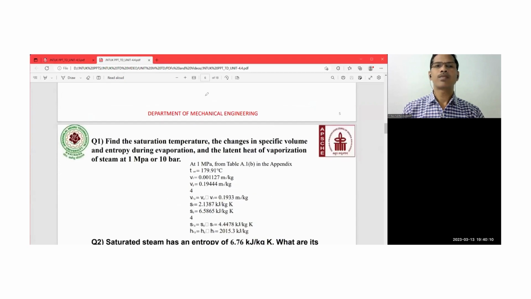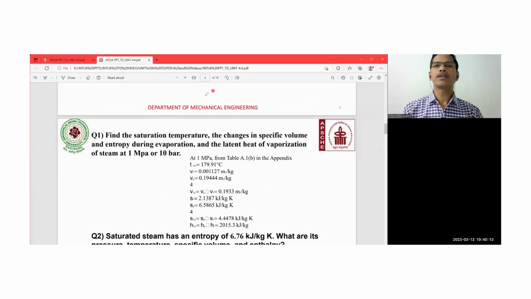So what is the first problem? Find the saturation temperature, the changes in specific volume and entropy during the evaporation process. This is the evaporation process. Conversion of a liquid to the vapor state is called evaporation. And the latent heat of vaporization of steam at 1 bar, or you can consider it as 10 bar.